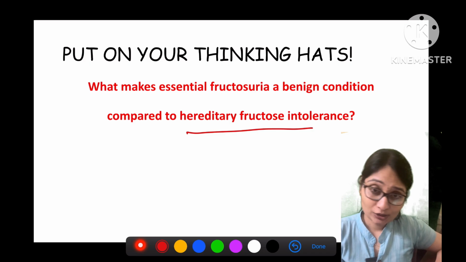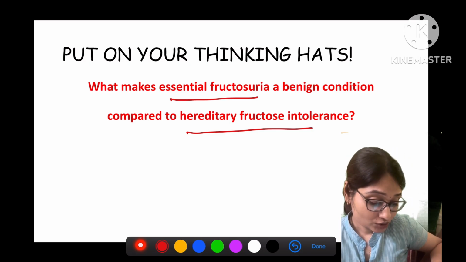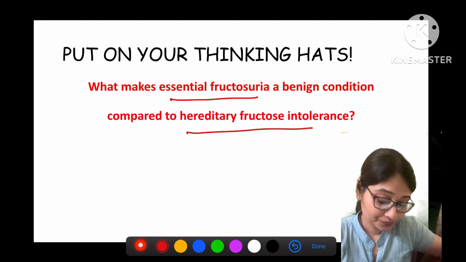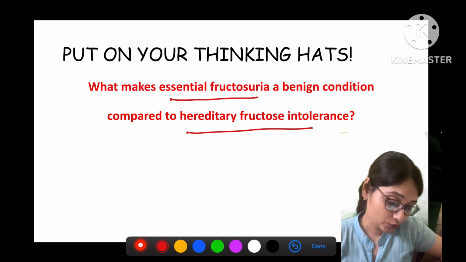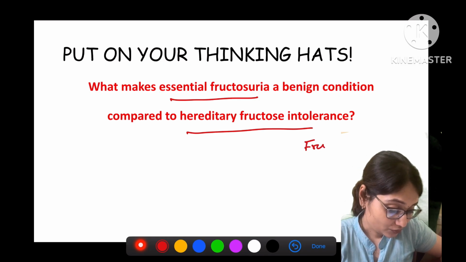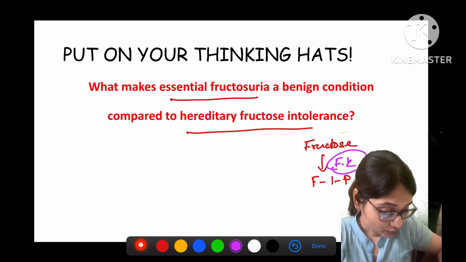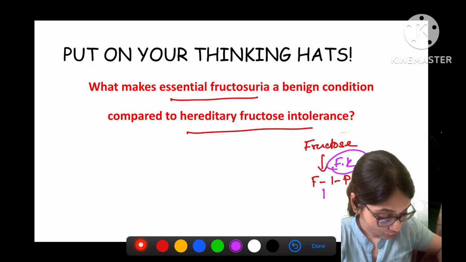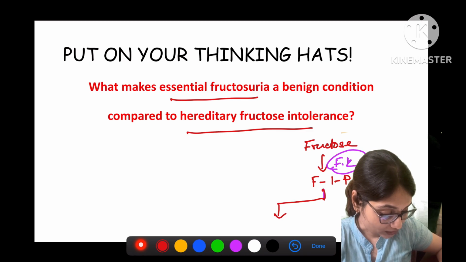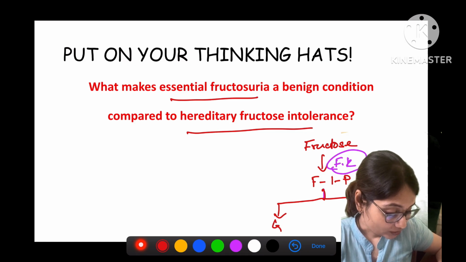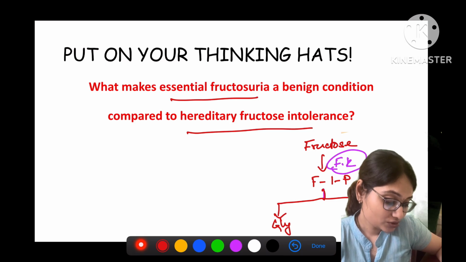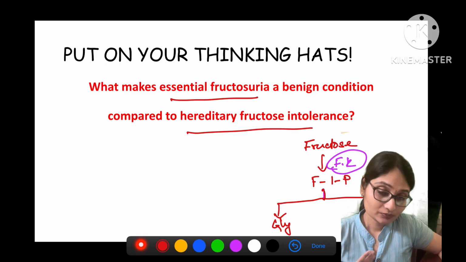Yeah, as you rightly thought. So the essential fructosuria, I'll write the metabolic pathway again. The metabolic pathway for fructose is: fructose gets converted to fructose 1 phosphate by the enzyme fructokinase. Okay, and then this fructose 1 phosphate gets cleaved into two things. One is glyceraldehyde and dihydroxyacetone phosphate, and further downstream steps are similar to that of glycolysis.